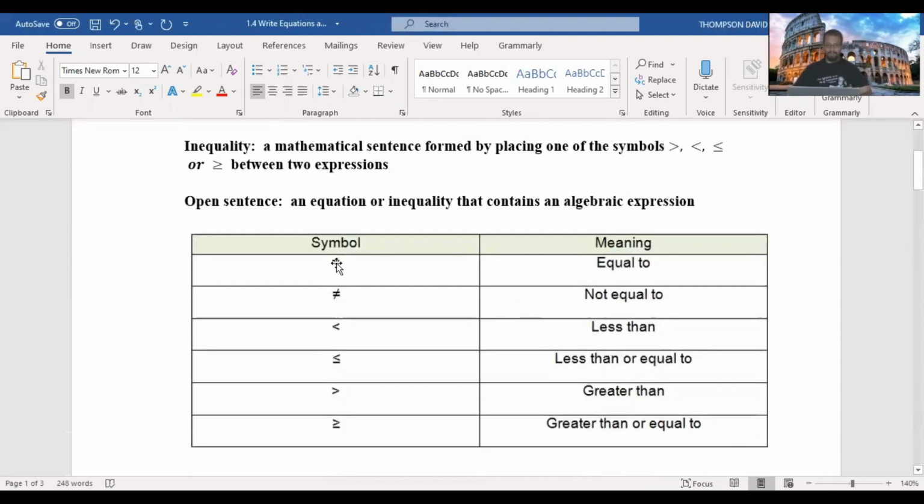Now the symbols. Equal means equal to, and an equal sign with a slash through it means not equal to. This symbol means less than, the next symbol means less than or equal to. We have greater than or greater than or equal to. Take note that when we say less than or equal to or greater than or equal to, there is a line underneath the symbol.